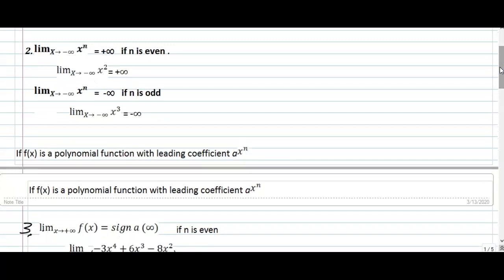The limit of x to the n as x approaches negative infinity is equal to negative infinity if n is odd. And again, that makes sense, because if you take a negative and raise it to an odd power, it will return a negative value. So the limit of x cubed as x approaches negative infinity would be negative infinity.